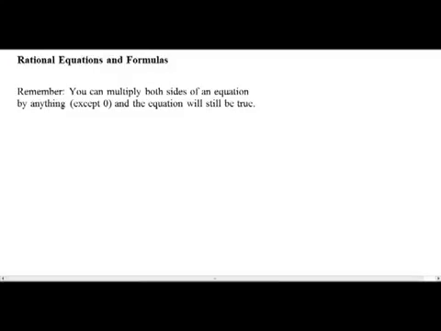In this section, we'll learn how to solve rational equations and work with formulas. Recall, you can multiply both sides of an equation by anything except 0, and the equation will still be true.